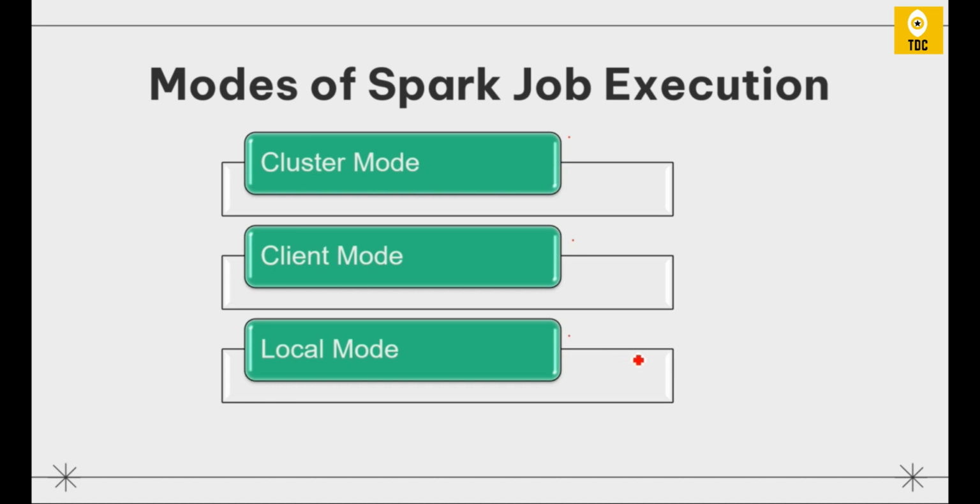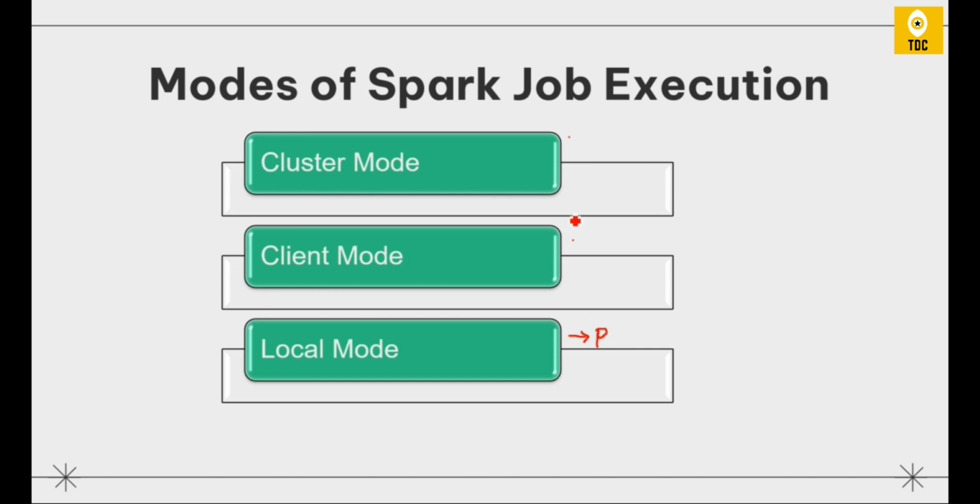So why are there different kinds of modes? Local mode is nothing but this: if you don't have any cluster and you are just practicing, and you don't have any cluster installed, then your laptop or the machine where you're executing the job will become your cluster. Your master node, child nodes, and everything will be in local mode. So this is basically for practice.